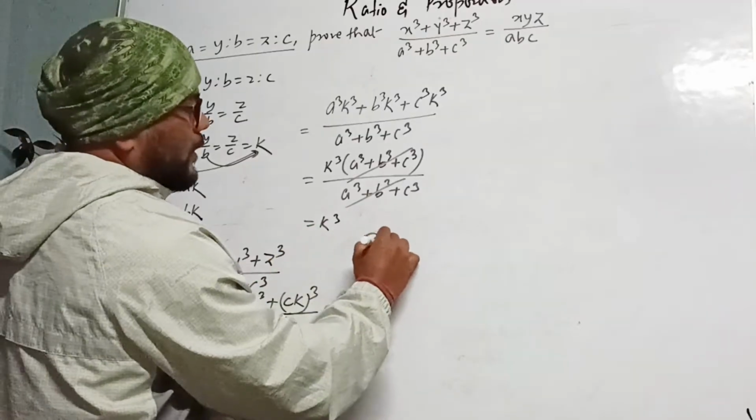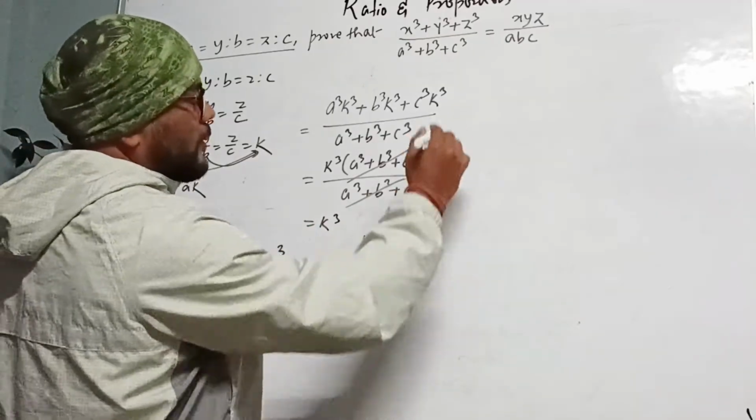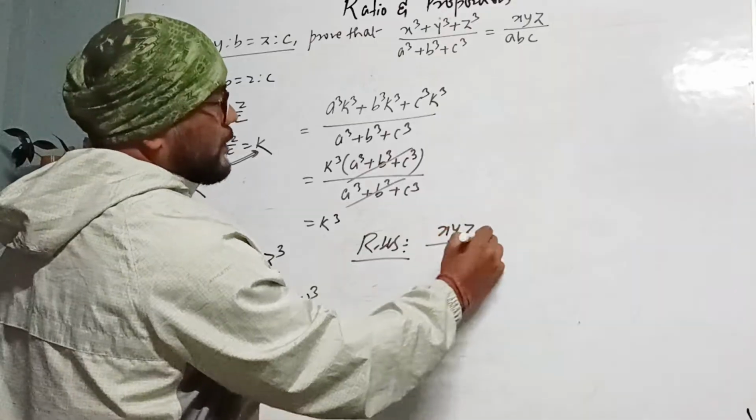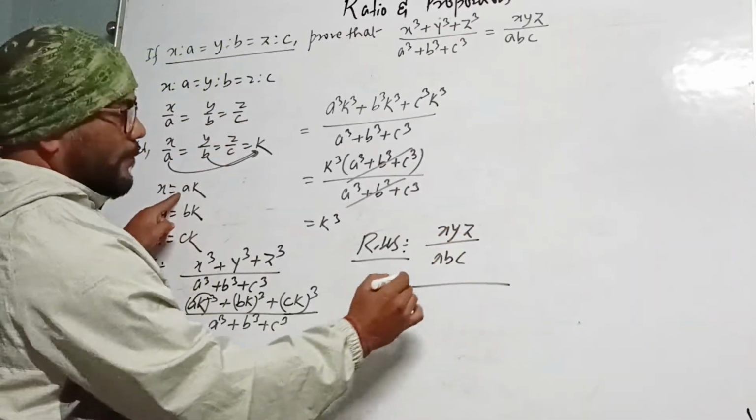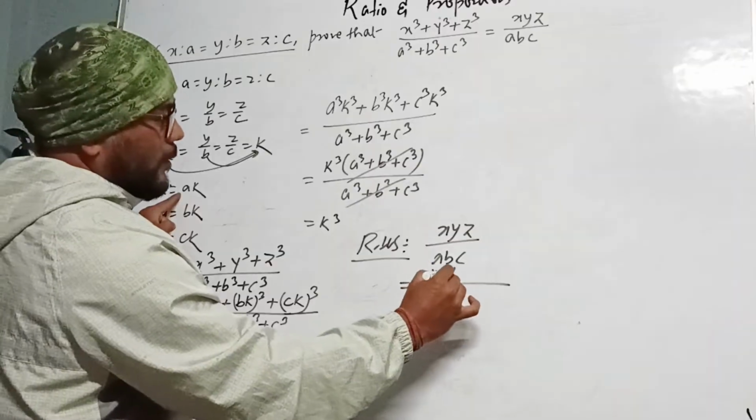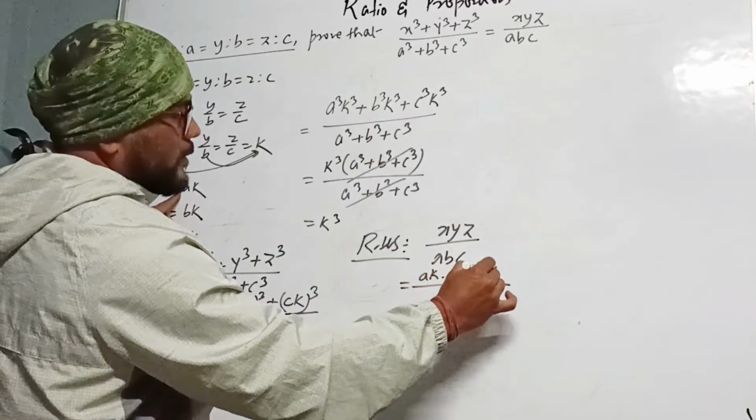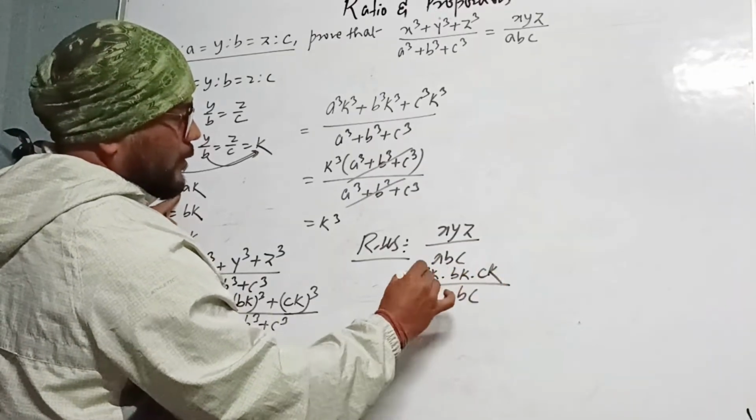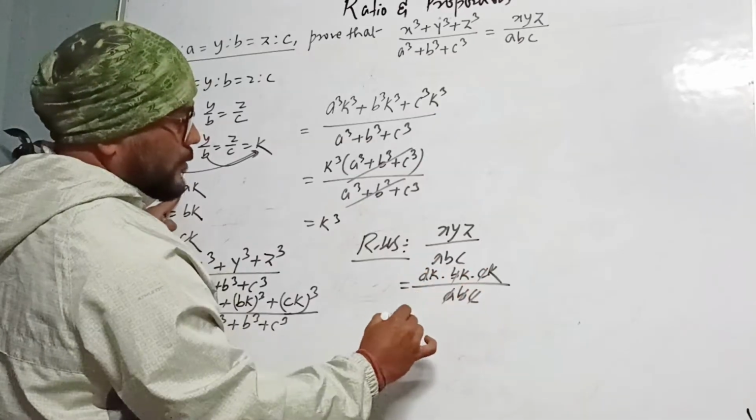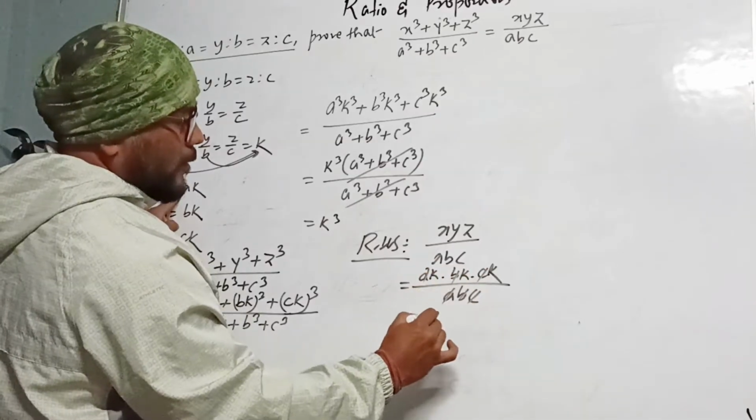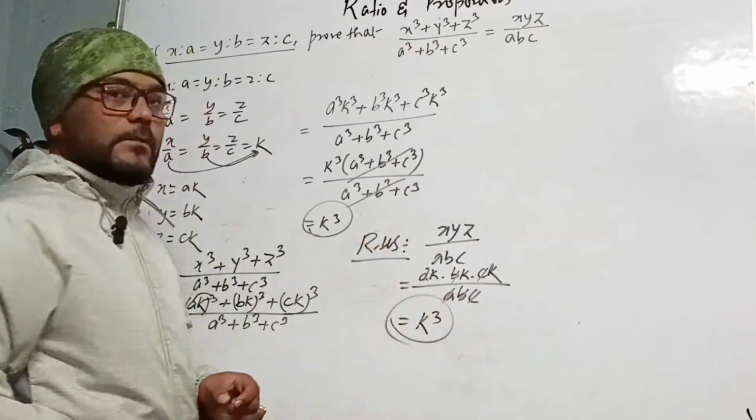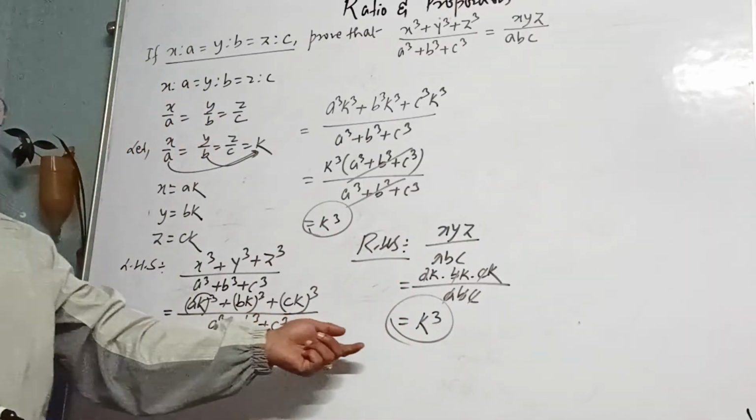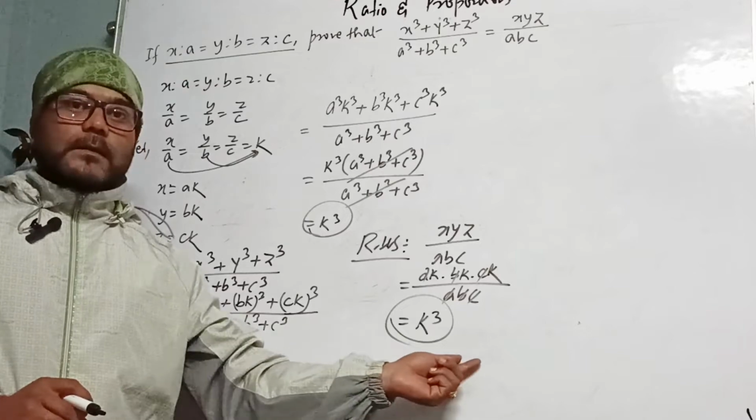Okay, let's go to RHS. RHS is given x y z divided by a b c. So x is ak, y is bk, and z is ck. A, B, C cancel. We have found LHS as k cube and RHS also k cube. On the last line, you just write LHS equals to RHS.